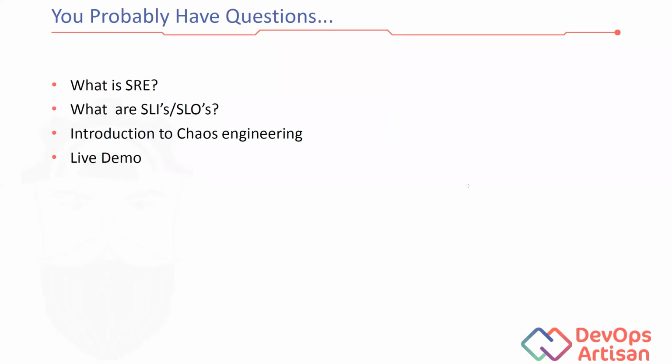If you are here, maybe you have questions about what is SRE, site reliability engineering, what are SLAs, SLIs, and SLOs, and maybe you want to see and understand what they mean. And of course, what is the relationship between site reliability engineering and chaos engineering? As you will see in the demo, they go hand in hand somehow, because at the end of the day, what we try to achieve is to increase resiliency.